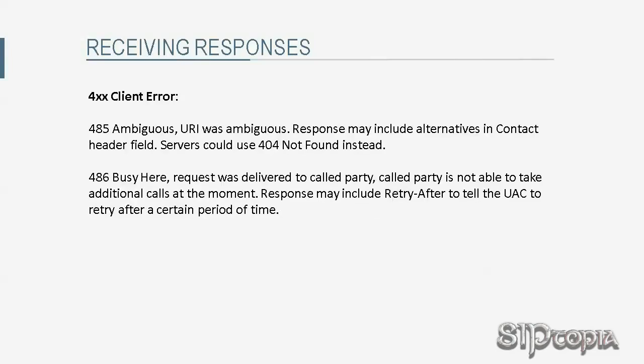485 Ambiguous. This response indicates that the URI was ambiguous, and it may include possible alternatives as Contact header field values. This is obviously a privacy concern if alternatives are presented in this response. In fact, instead of this response, servers are encouraged to use 404 Not Found.